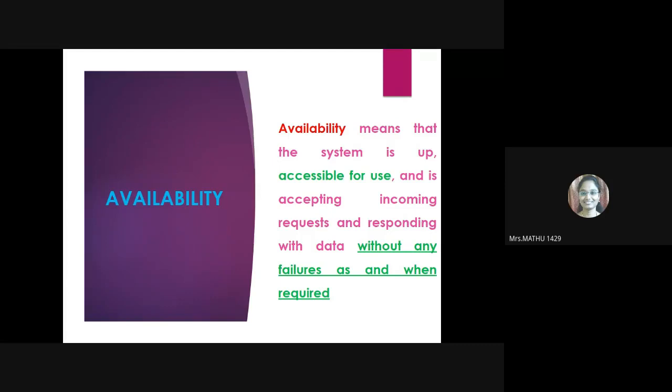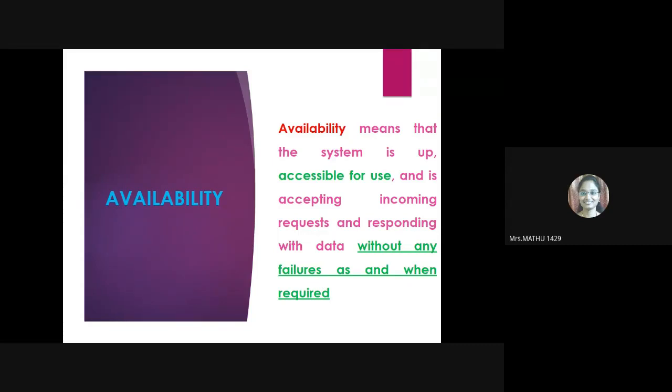The meaning of availability is that the system should be available at all times. It should be accessible for use, accepting incoming requests and responding with data without any failures, as and when required. That means the system should be available all the time. There should not be any failure, there should not be any problem. All the time it should be available. But that is also not possible all the time.